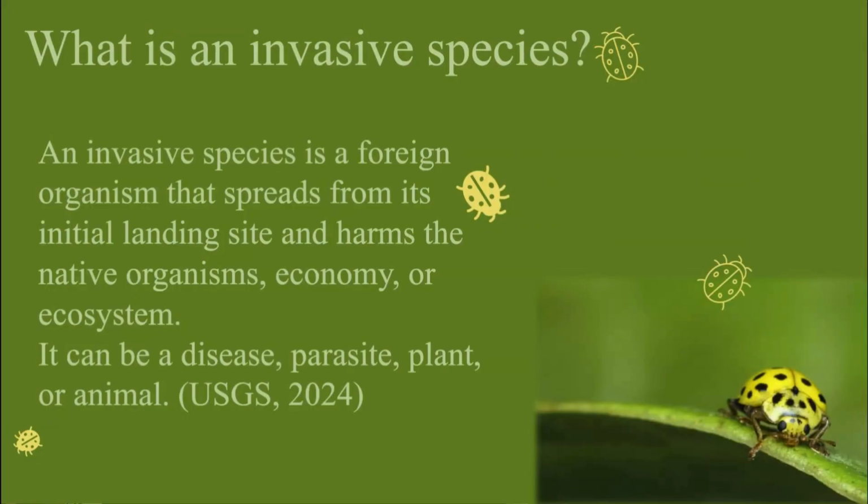What is an invasive species? An invasive species is a type of organism that is taken from its original location to a new location, and it is harmful to all of the organisms, the economy, and the ecosystem that it is moved to. It can be a disease, a parasite, a plant, or even an animal.